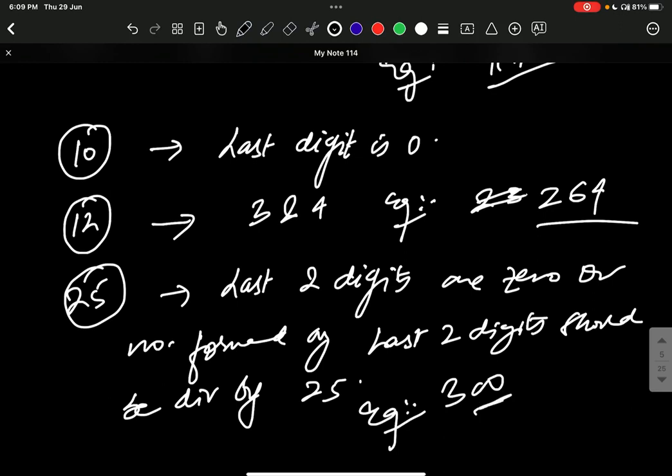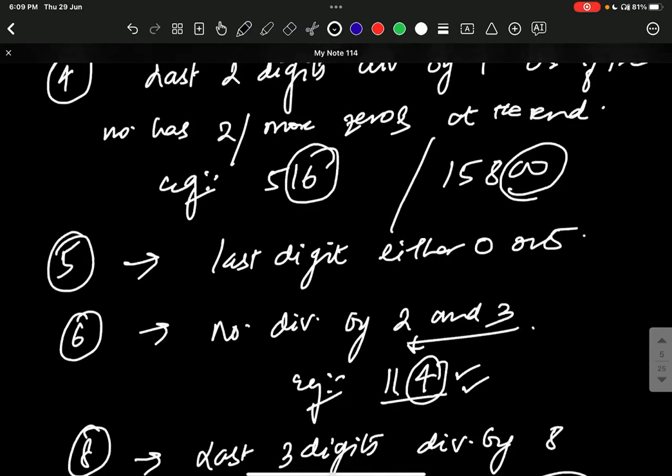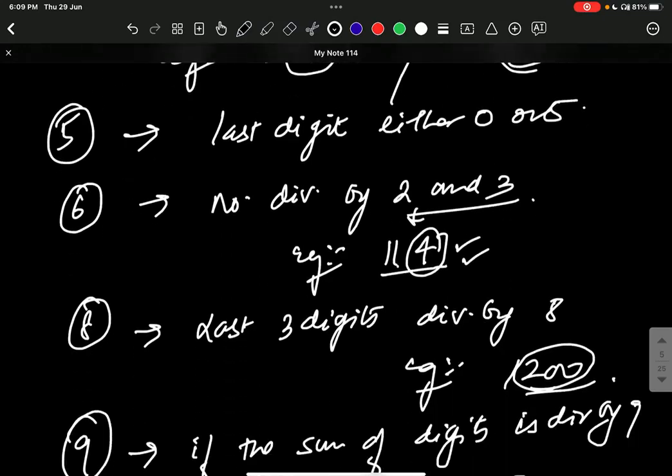ठीक है, पीछे आपको दिख रहे हैं 2 जीरो से, या फिर अब ले सकते हो 325. So here the last two digits are divisible by 25. Okay, next. तो I think ये इतने काफी हैं आपको डिविजिबिलिटी जानने के लिए, and then you can calculate and you can solve the questions by yourselves.